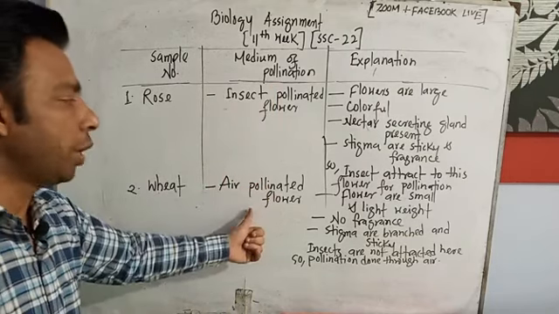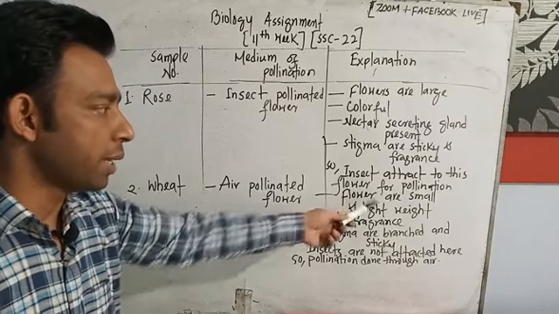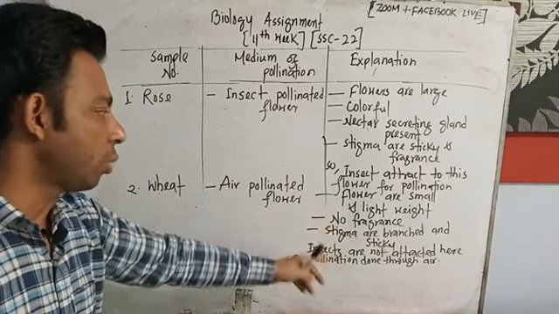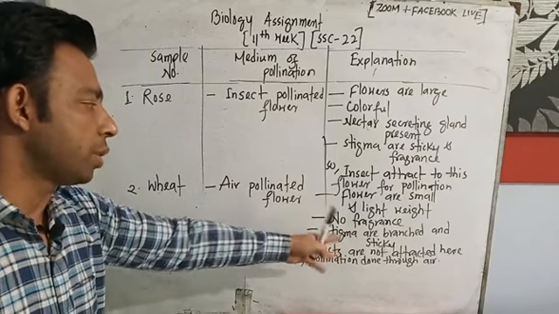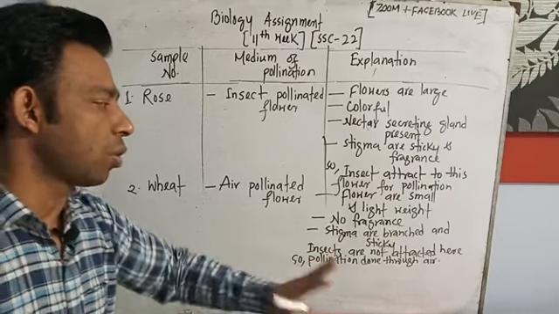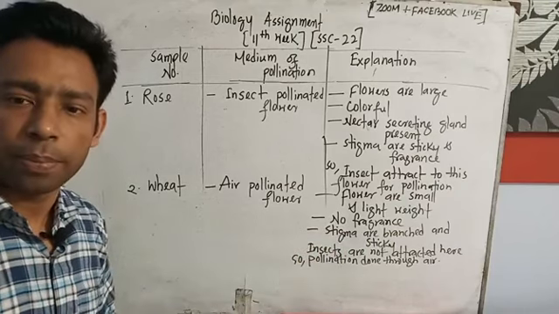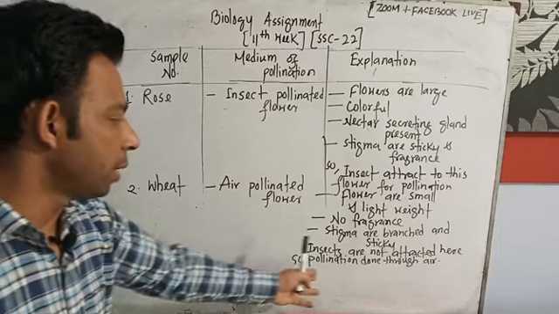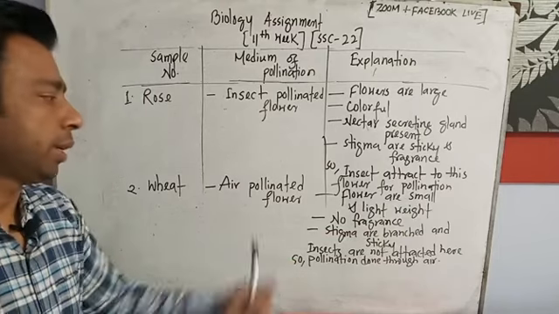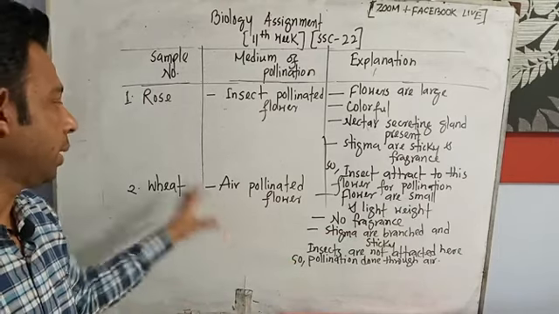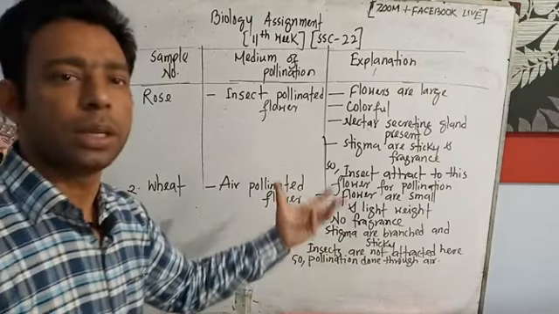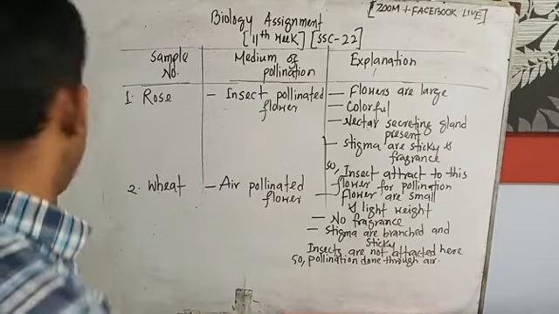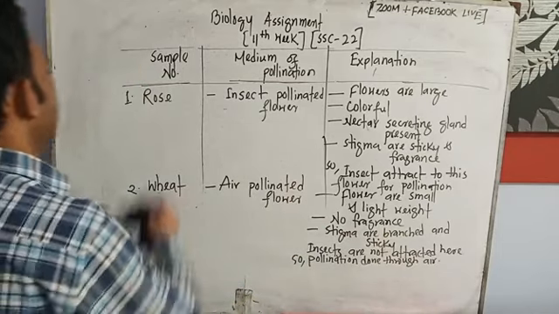Wheat is the air pollinated flower. The flowers are already small. We have made a tick sign, and lightweight, no fragrance on them. So stigma are branched and sticky, and insects are not attracted here. So pollination is done through air. This way wheat is the air pollinated flower, as I told you. So number third one.